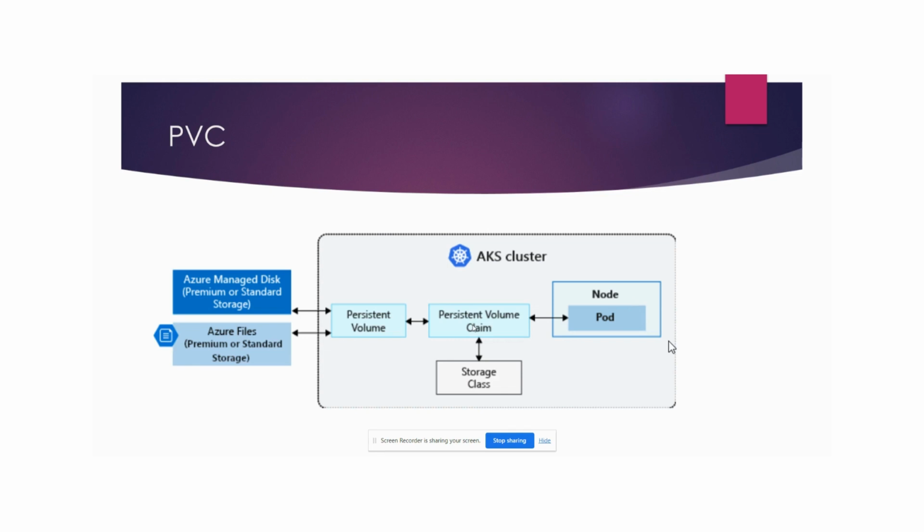Once it is bound to the persistent volume, it will also create that 10 gigs in Azure, and it will be in the bound state. Then it will attach that persistent volume claim to the pod, and it will be available to use. So now we are using that persistent volume claim in the pod. Once we are done with it, we can delete it manually.